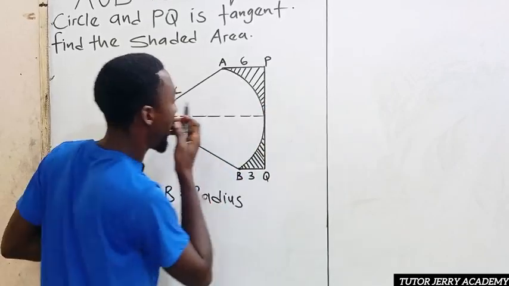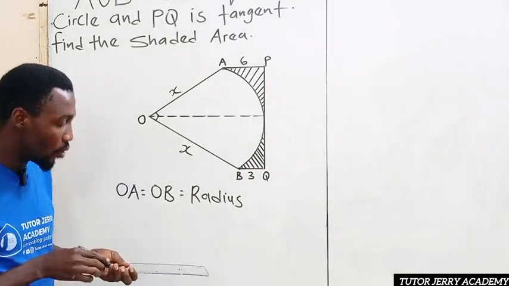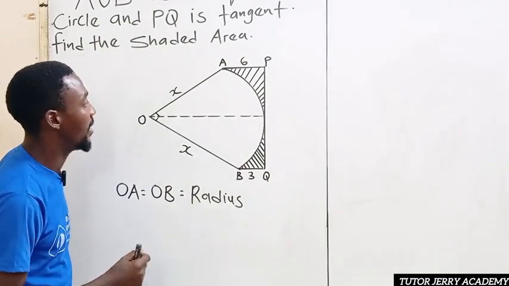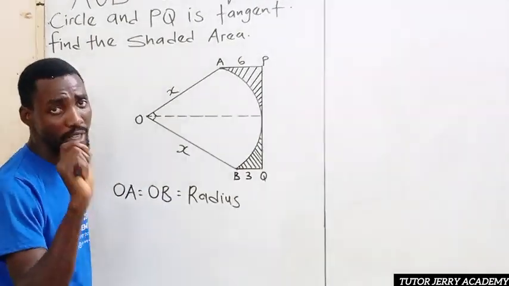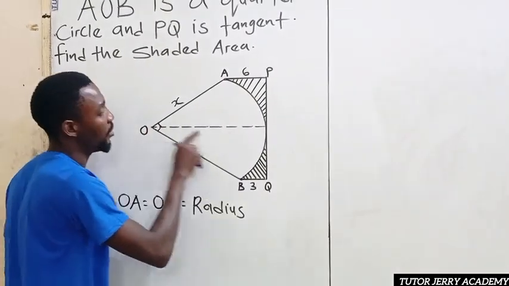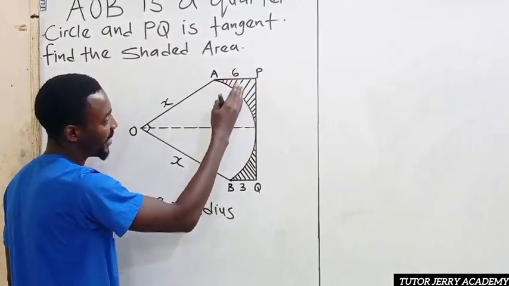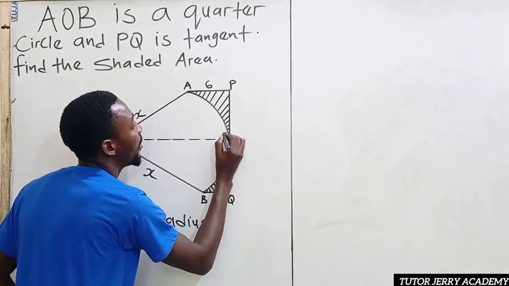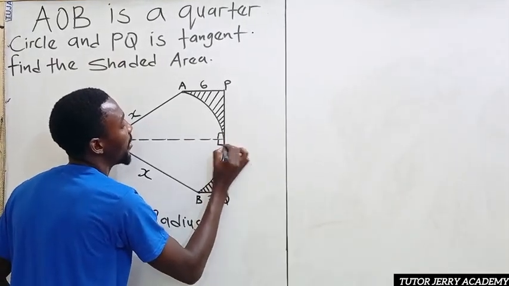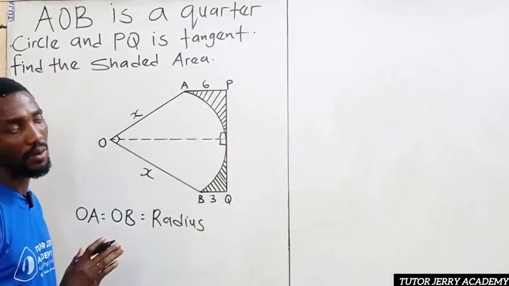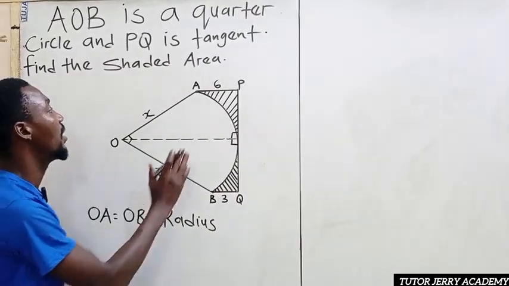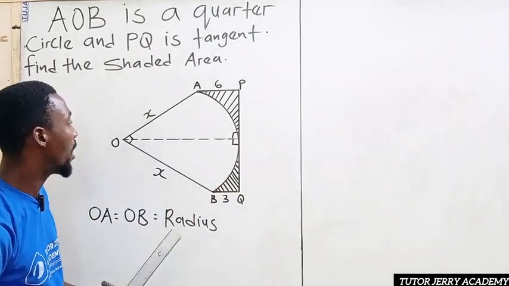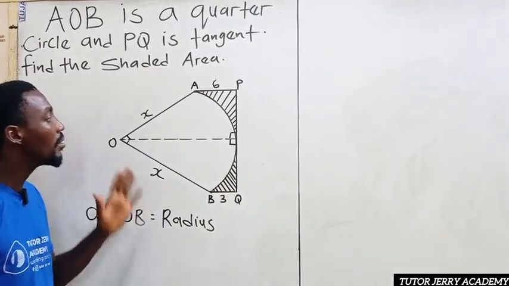You are going to note that from this point to this point is another radius. Now you are going to recall that if we have a radius intersecting with a tangent, we are going to have a 90-degree angle here and also a 90-degree angle here. I hope you still recall your radius tangent theorem.